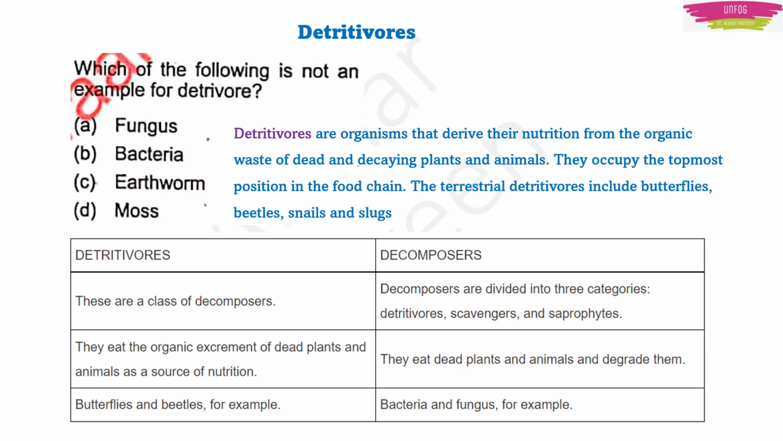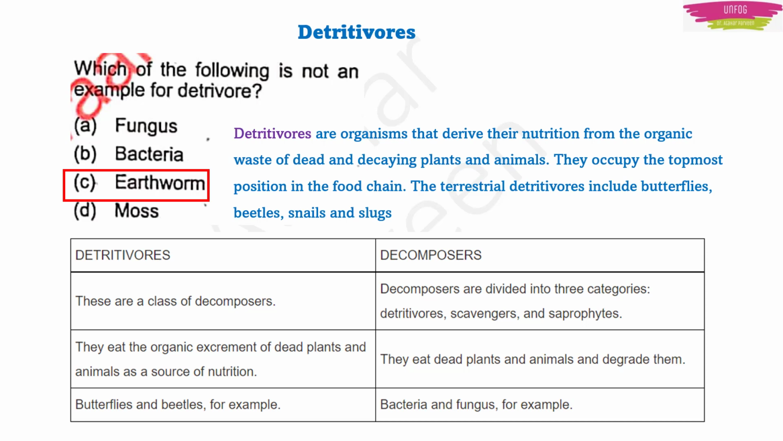See, the difference is that detritivores are also one type of decomposers only. Along with them, scavengers and saprophytes are also decomposers. Detritivores eat or take nutrition from dead plants and dead animals. But decomposers eat dead plants and animals and they spoil and degrade them also. Detritivore examples are butterflies, beetles and all that. But in decomposers, bacteria, fungus, because they are spoiling, right? They are all decomposers. Now, in our question, we have to say which is not an example of detritivore. So, here, earthworm is not an example of detritivore. Because earthworm has all the business in the soil.